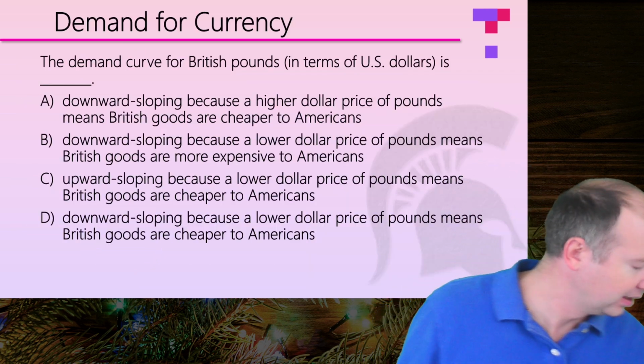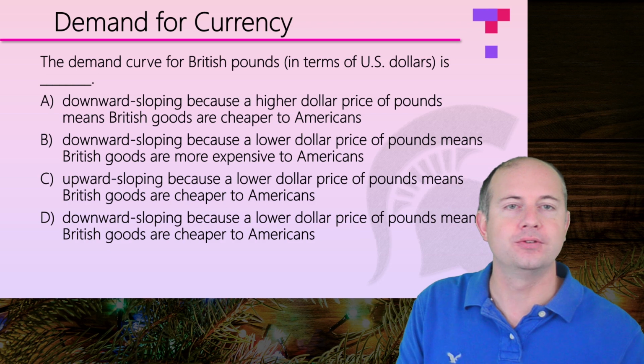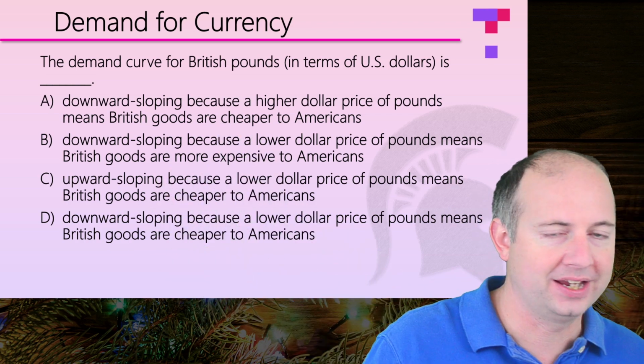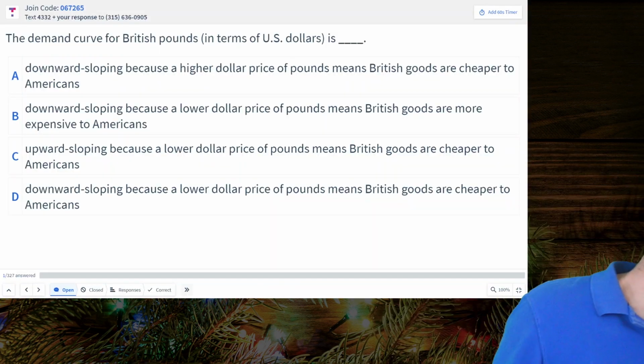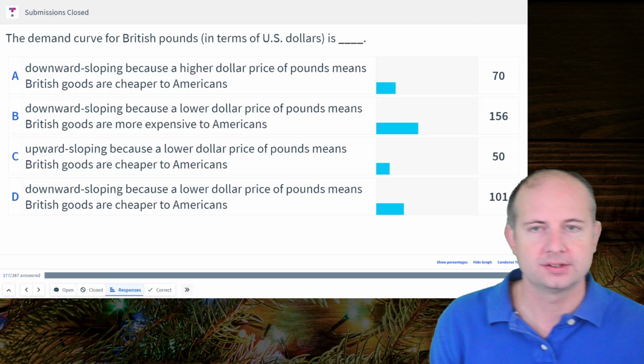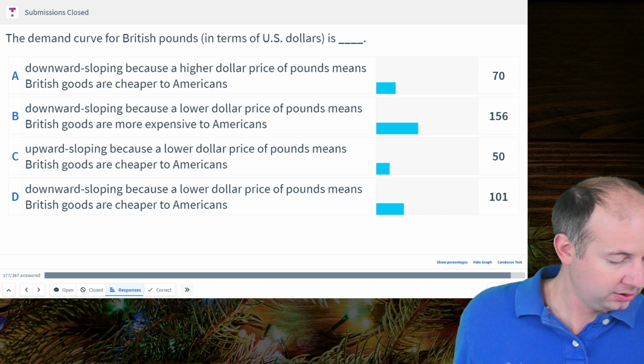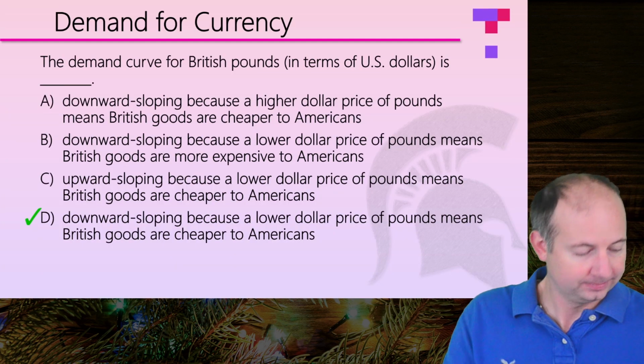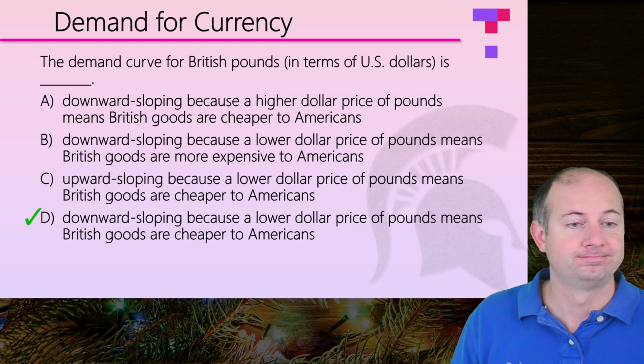Last one. Demand curve for British pounds in terms of US dollars. Which of these describes how it slopes and why? So, the answer here is D. Let's see why that is.